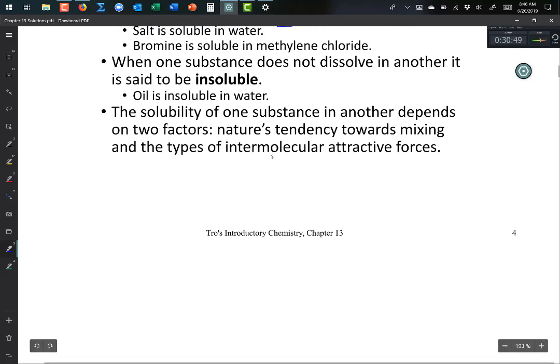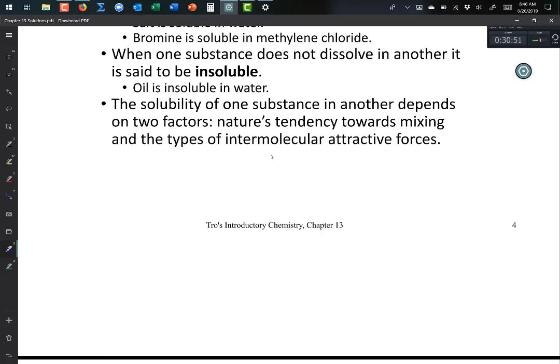All right, there's another word that I want to give to you. It's called miscible. Miscible means you can mix it in any proportion.